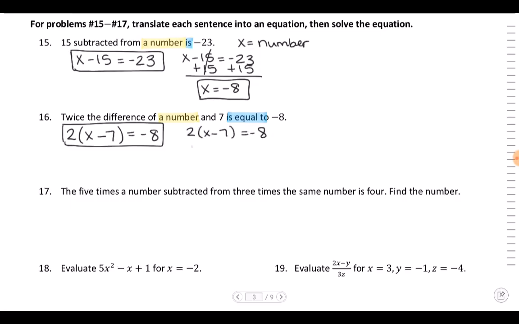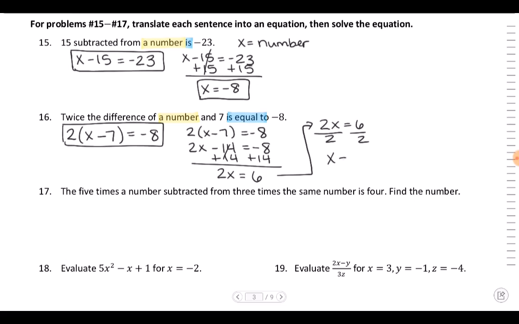So we'll distribute and get 2x minus 14 equals negative 8. And then I'll add the 14 to the other side, which gives me 2x equals 6. I ran out of space here. So 2x equals 6, divided by 2 would give me 3. So the number is 3.